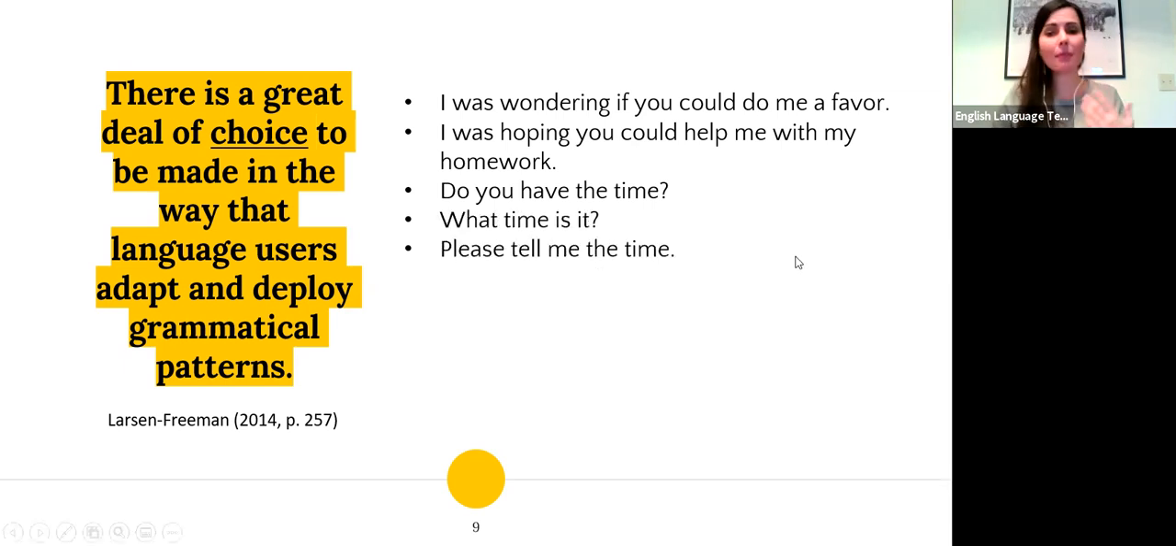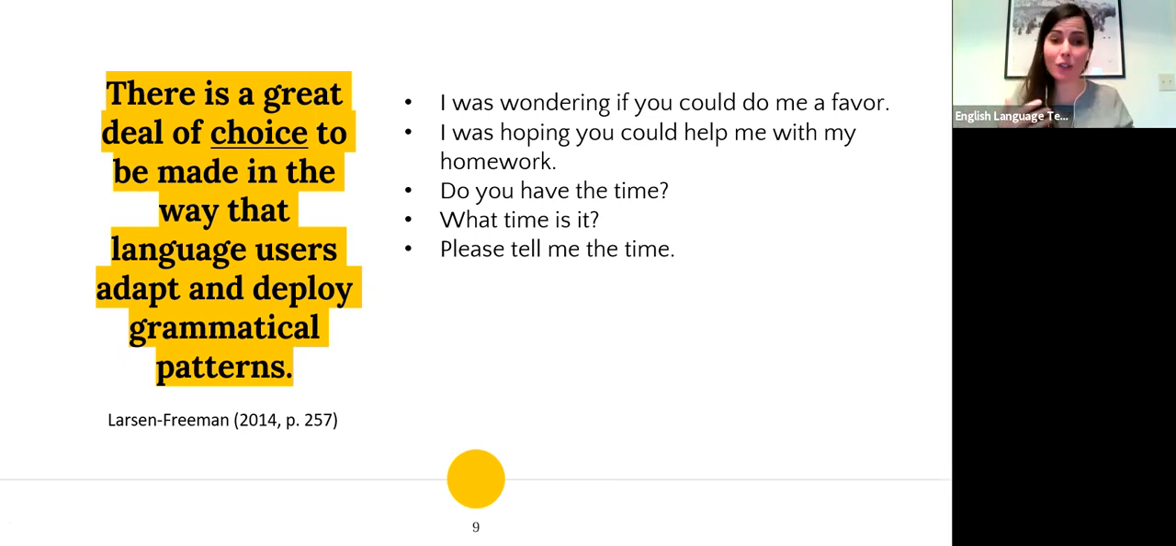What time is it? And please tell me the time. These are all different grammatical constructions here. I have a yes or no question. I have a WH question. I have an imperative sentence here. So I want to know the time. That's my goal, right? But how can I accomplish this goal of knowing what time it is?